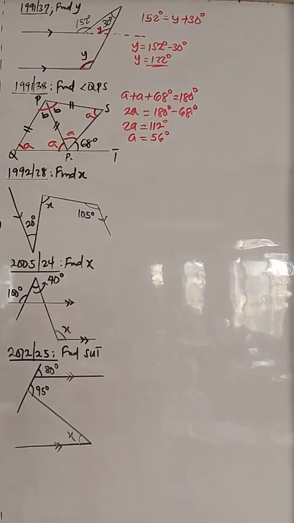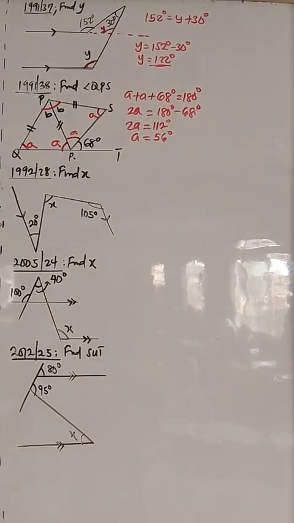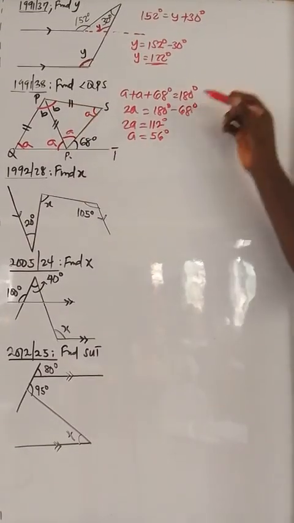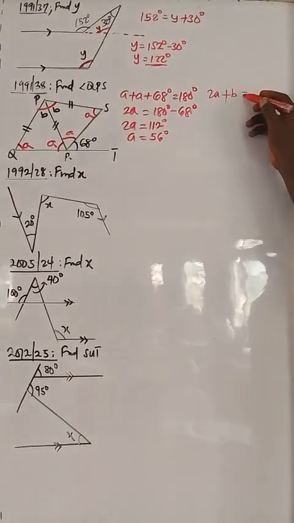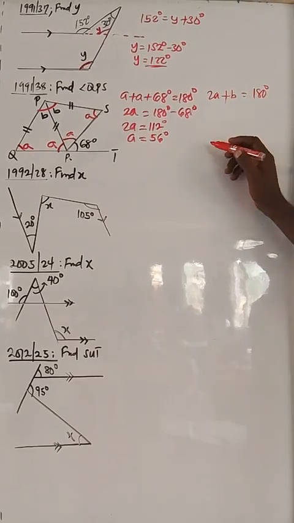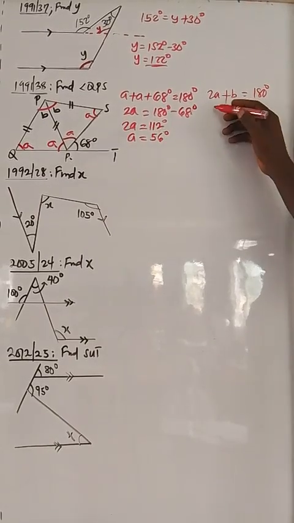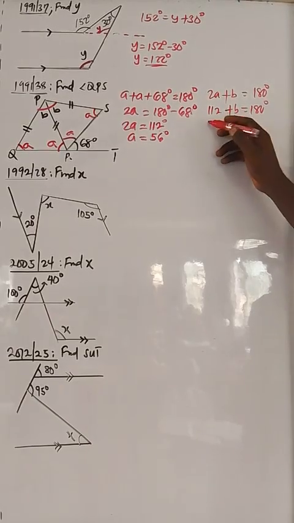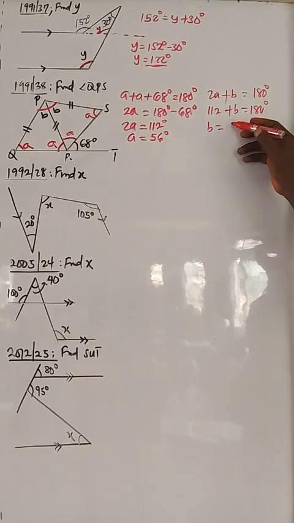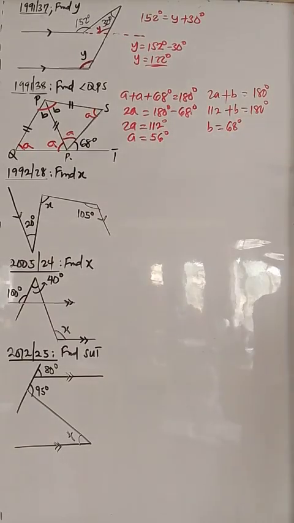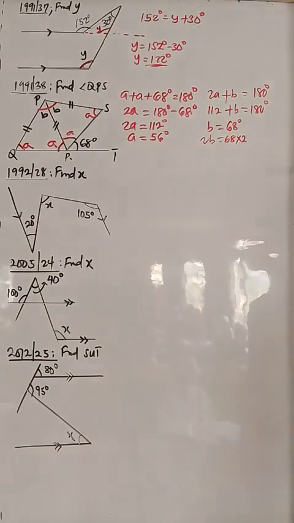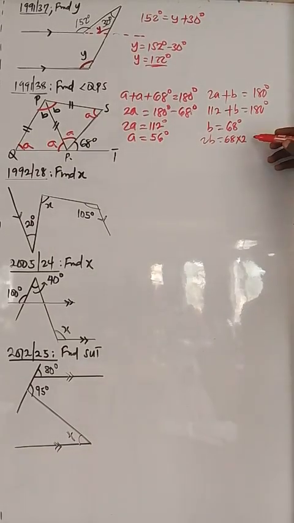Then look at this. We are looking for 2B, so let's just get the value of B. So applying sum of angles in a triangle. So it means 2A plus B must give 180. And what is 2A straight? 2A is 112. 112 plus B equals 180. B equals 180 minus 112 should give us what? 68. But we are looking for 2B. So 2B equals 68 times 2. And the answer is what? 136.